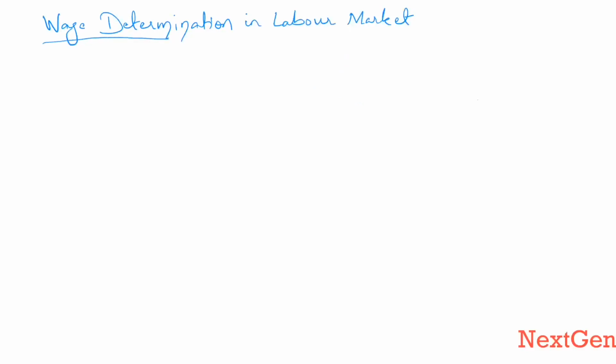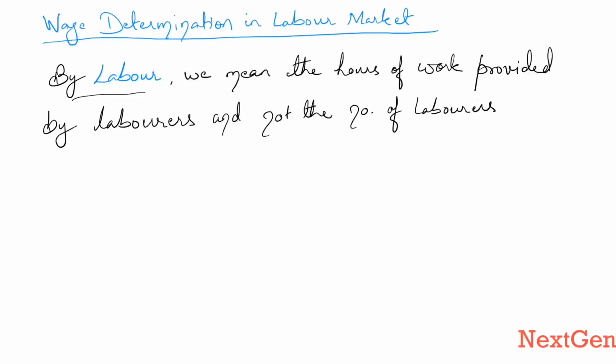Now, let's come to wage determination in labor market. In labor market, by labor we mean the hours of work provided by laborers and not the number of laborers. That means if somebody works for 5 hours, then those 5 hours will be counted as labor, no matter if 5 people do that or a single person does that.